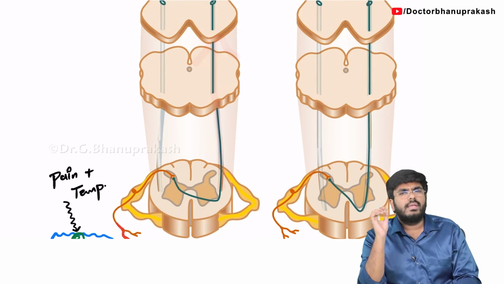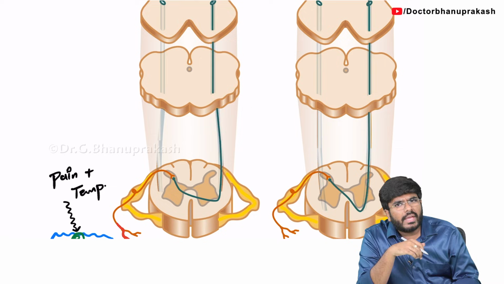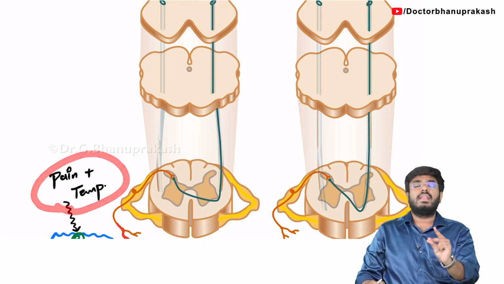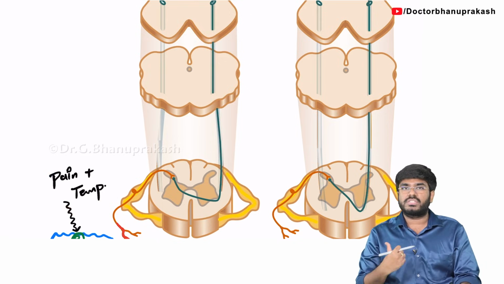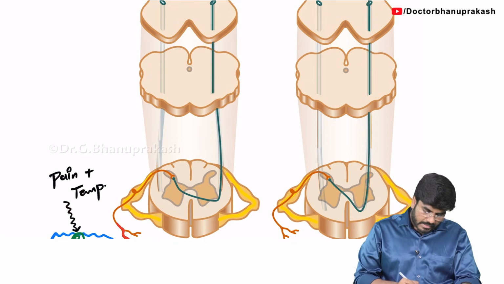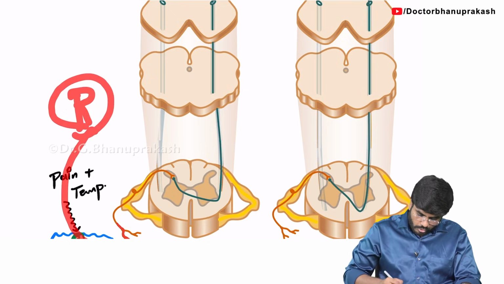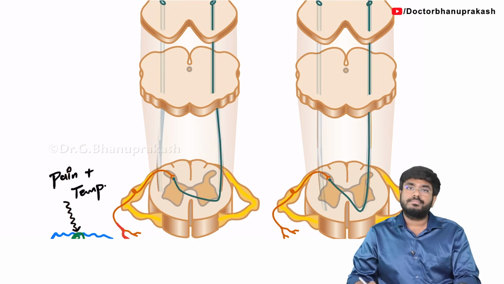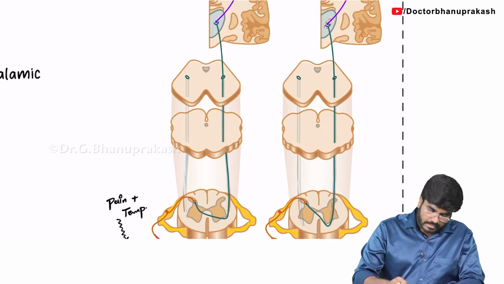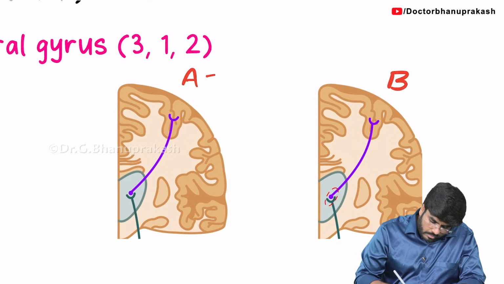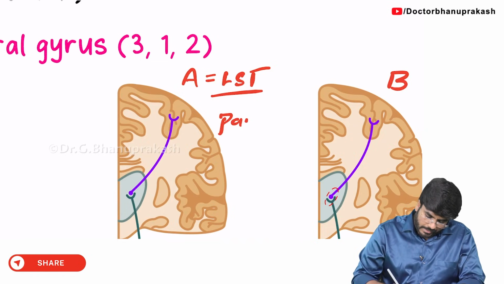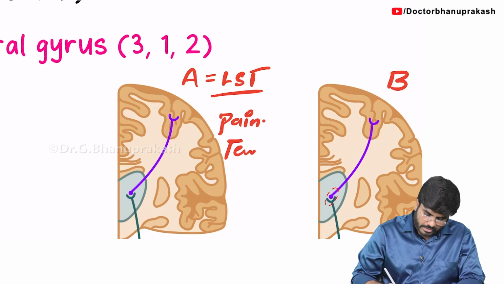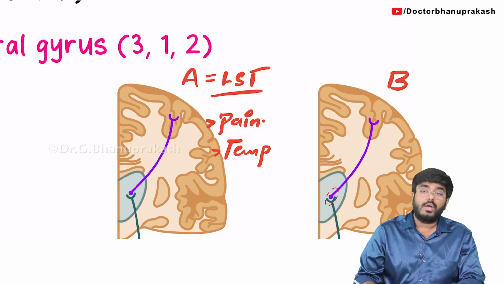So from today, the lateral spinothalamic tract is going to carry which sensation? Pain and temperature. From the same side of the body or from the opposite side? From the opposite side, because the sensation from the right side crosses to the opposite side in the spinal cord. So this is the LST, lateral spinothalamic tract, carrying pain and temperature from the opposite side of the body.